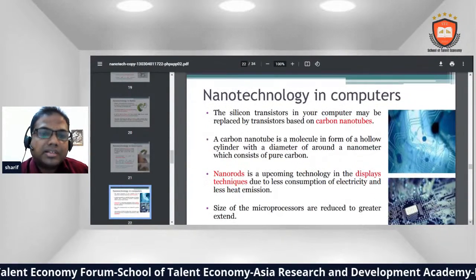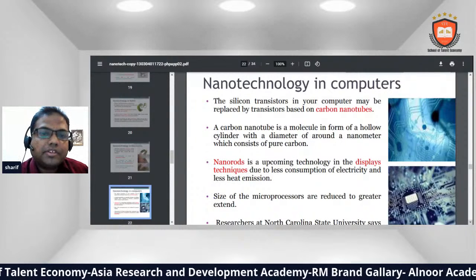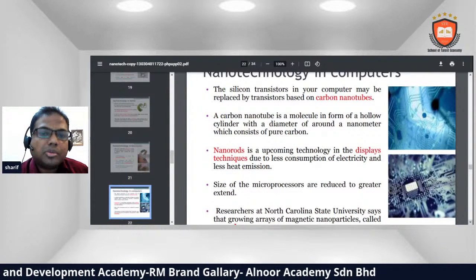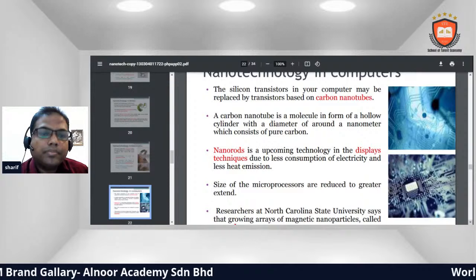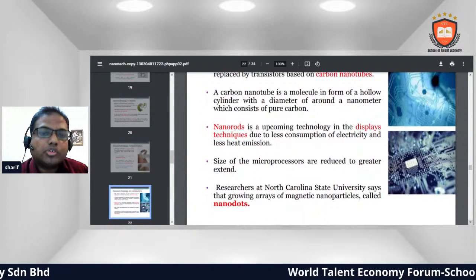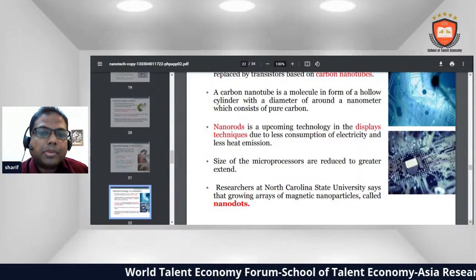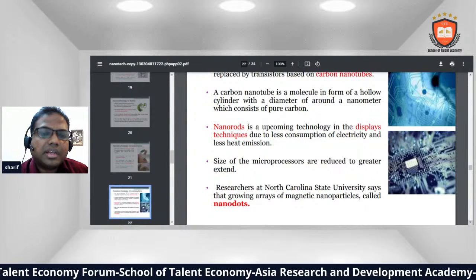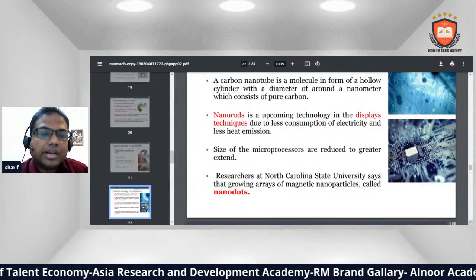Nanotechnology in computers. The silicon transistors in your computers may be replaced by transistors based on carbon nanotubes. A carbon nanotube is a molecule in the form of a hollow cylinder with a diameter of around a nanometer, which consists of pure carbon. Nanorods are an upcoming technology in display techniques due to less consumption of electricity and less heat emission. The size of the microprocessor is reduced to a greater extent.